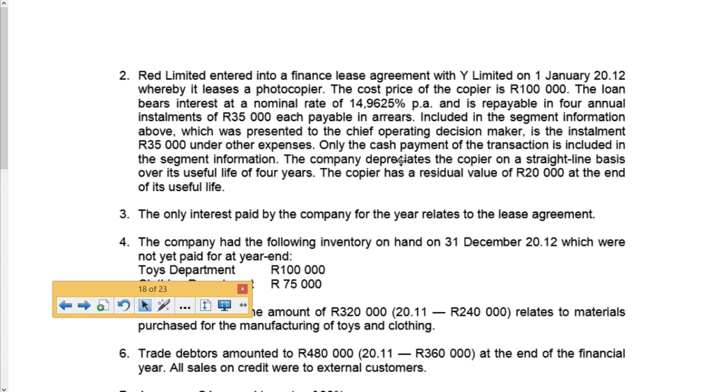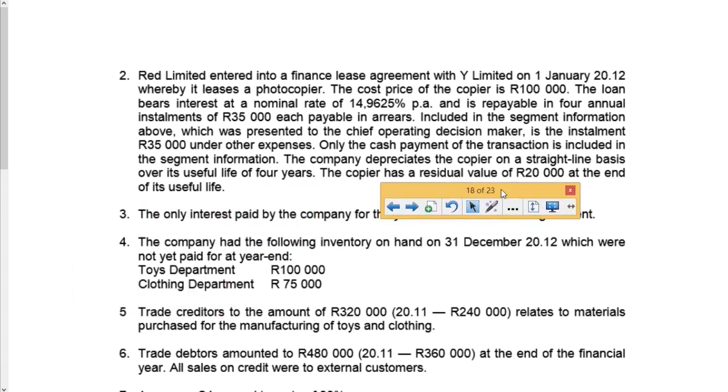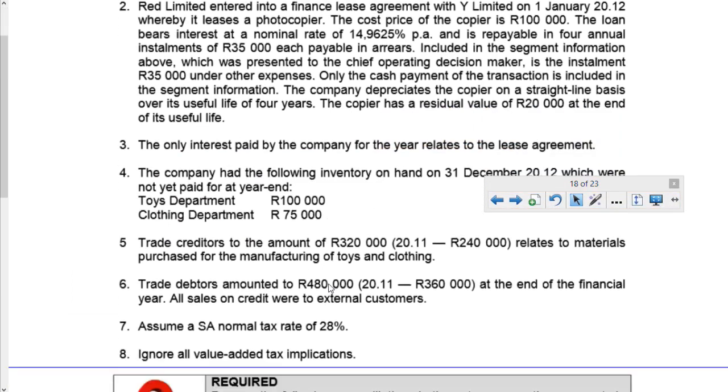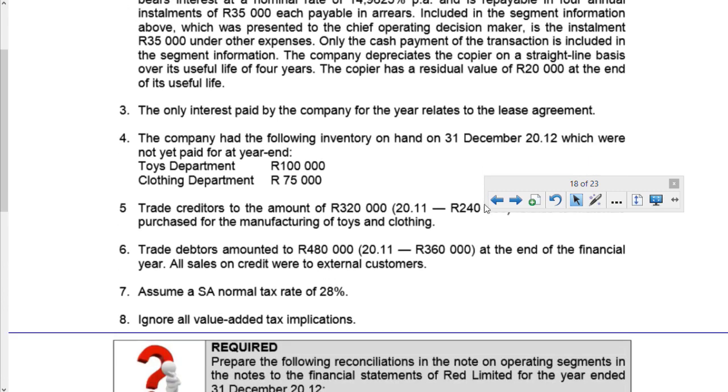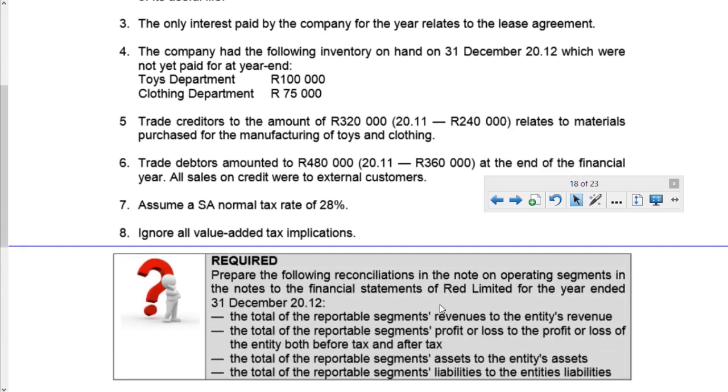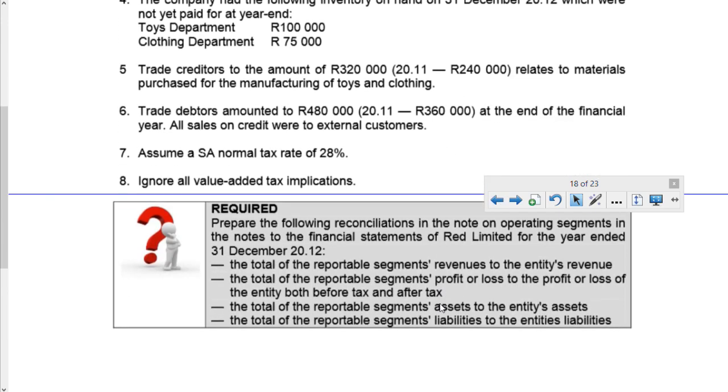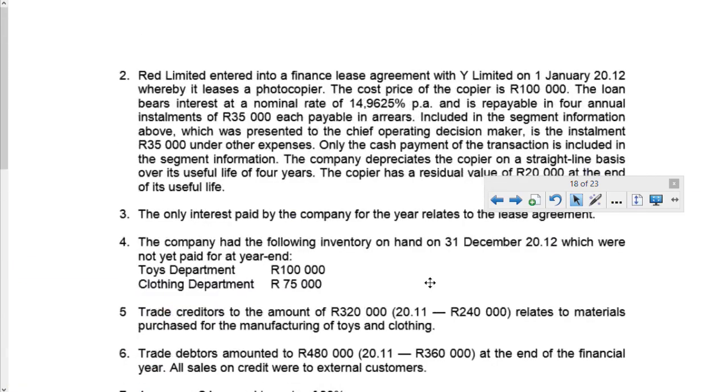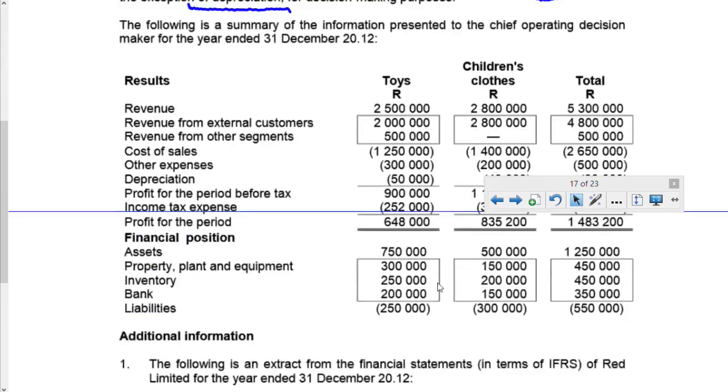Do you agree? Then it says the company had the following inventory on hand, which it had not yet paid for. That's more non-cash stuff, isn't it? Inventory that I haven't paid for, I haven't accounted for yet, because I don't account for goods until I pay for them. Trade creditors are a certain amount, and trade debtors are a certain amount, and they ask you to do the reconciliation. So they want you to do all four: revenues, profit before and after tax, assets and liabilities.